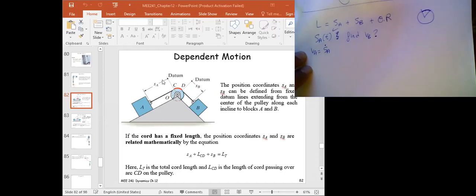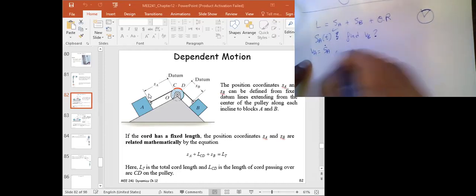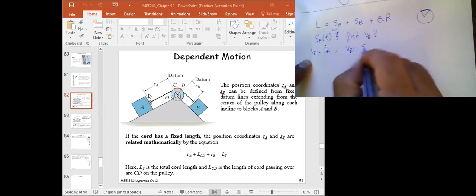Why? Because the way I'm measuring SA is I'm measuring it from this datum. So SA prime is dSA over dt. We know dt is always positive, so basically dSA would be increasing, right? So VA is equal to SA prime, and VA is positive. It means that the distance SA is increasing. Okay? And likewise, VB is equal to SB prime, right?